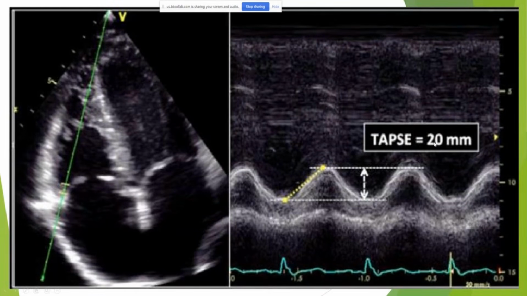That means that it is normal. Remember, normal TAPSE is 1.7 centimeters or greater, or 17 millimeters or greater. Abnormal TAPSE is anything less than 17 millimeters or less than 1.7 centimeters. So I have a short video again that's going to show you how to do TAPSE, just so it'll be easier for you when we get to lab.